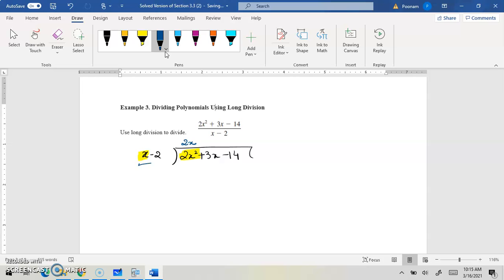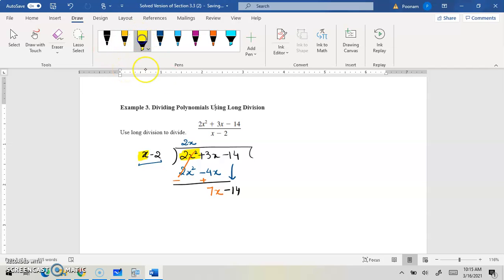But we have to multiply the whole thing with 2x. That would give me 2x squared minus 4x. I have to subtract these polynomials now. For subtracting, the bottom polynomial signs change, right? From positive to negative, from negative to positive. These two cancel when we add. 3x plus 4x becomes 7x and negative 14 comes down.